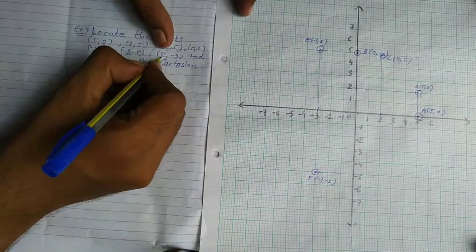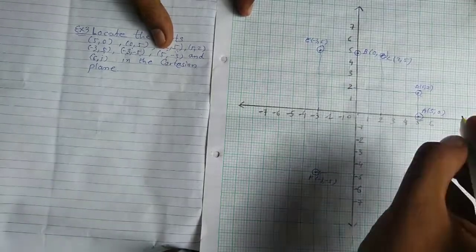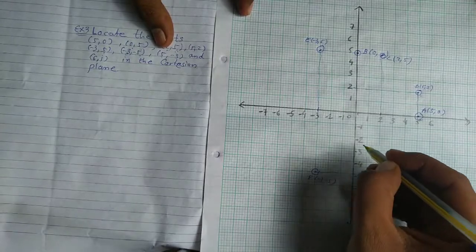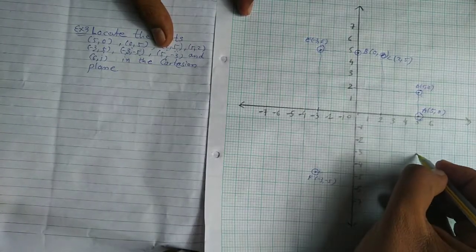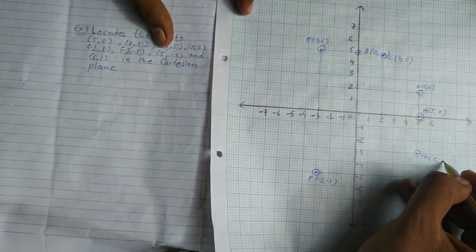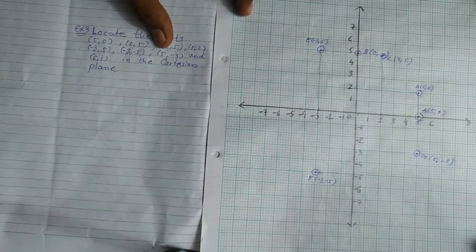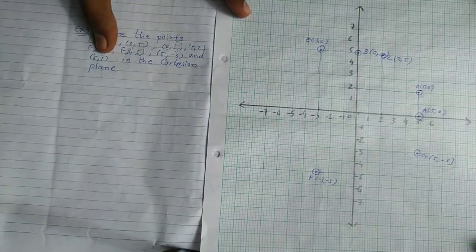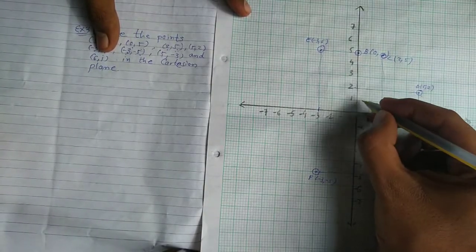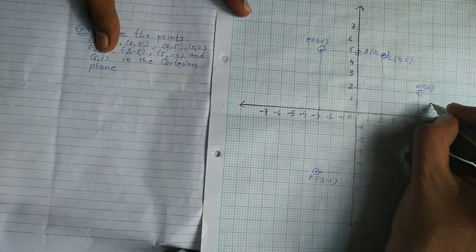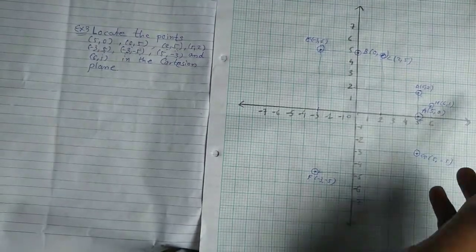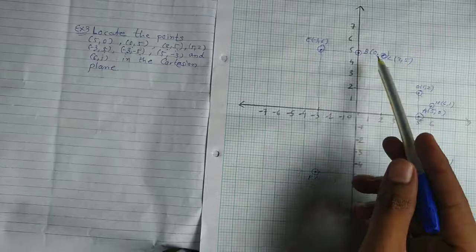Ready? (5, -3): x coordinate is 5 and y coordinate is -3 here. That is G (5, -3). And the last point is (6, 1): 6 here and 1 here. So y coordinate 1 and x coordinate 6 here, H (6, 1). Okay, all the points are in this Cartesian plane.